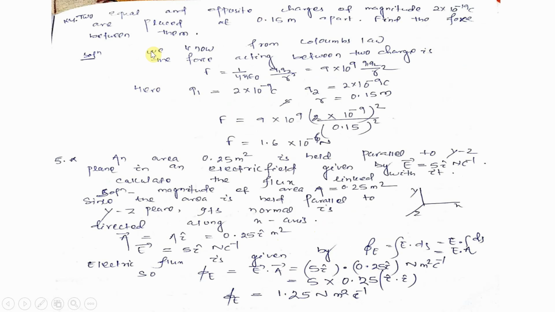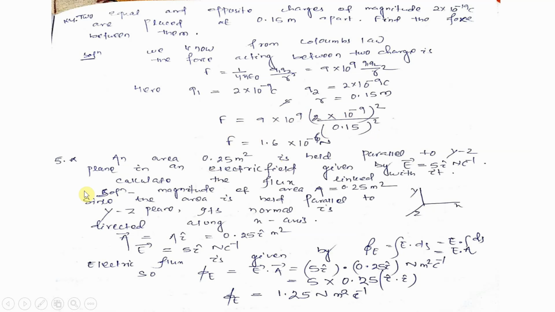Next, another two small questions. Two equal and opposite charges of magnitude 2 into 10 to the power minus 19 coulomb are placed 0.15 meter apart. Find the force between them. Simply, two charges are there and the separation distance is given, so we have to apply the Coulomb force formula, F equal to 1 by 4 pi epsilon naught, Q1 Q2 by r square. We know the magnitudes of the charges Q1 and Q2, equal and opposite to each other, so simply putting in the values, we can get the force.